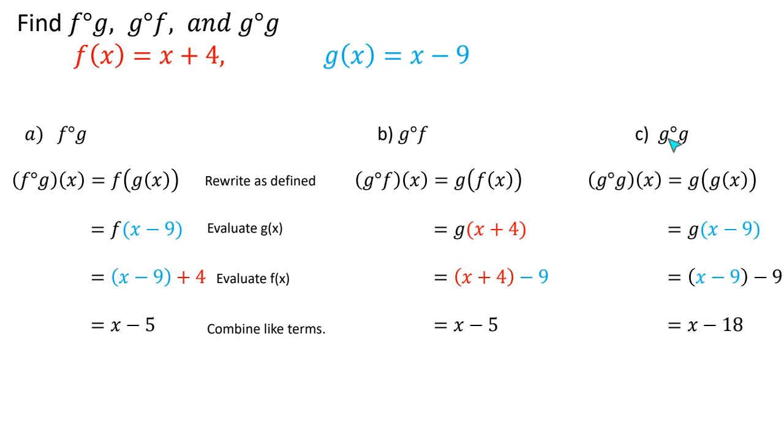And then we have g composed of g. So we get g composed of g of x. G of x is x minus 9. And now we're going to take all of this and plug it in back for g. So here's my x. I'm going to plug in x minus 9. And then we have the extra minus 9. So we get x minus 18.